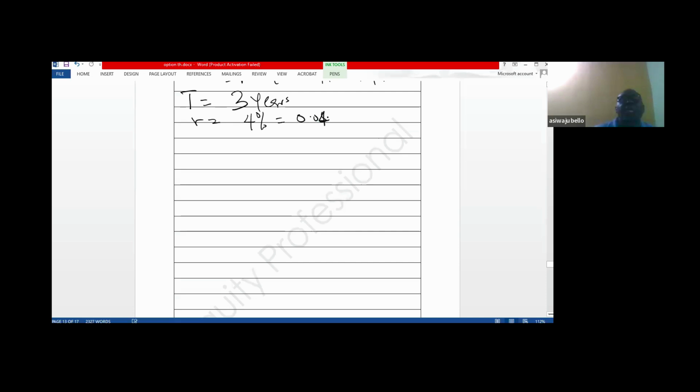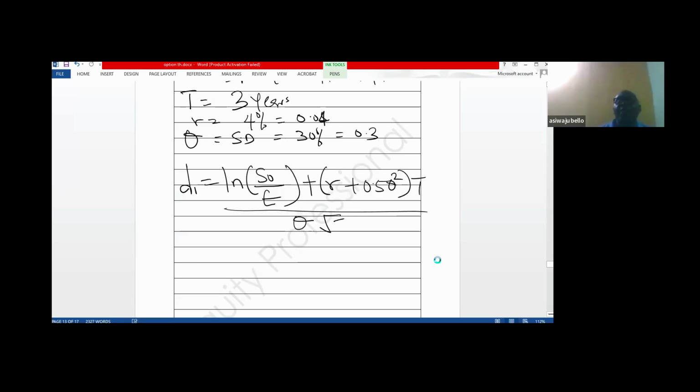You have gotten your variable. d1 equals ln(XO/E) plus (r plus 0.5 multiplied by volatility squared) multiplied by T, divided by volatility multiplied by the square root of T. That is ln(15/15) plus (0.04 plus 0.5 multiplied by 0.3 raised to power 2) multiplied by 3, everything divided by volatility 0.3 multiplied by the root of 3. Get your d1.